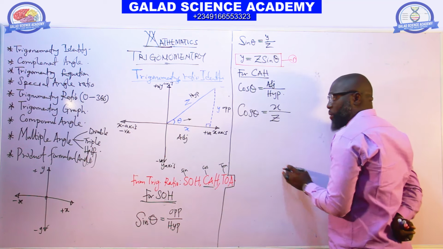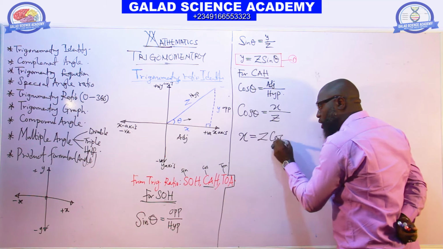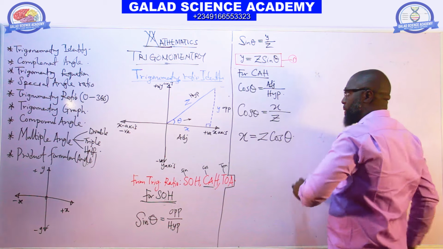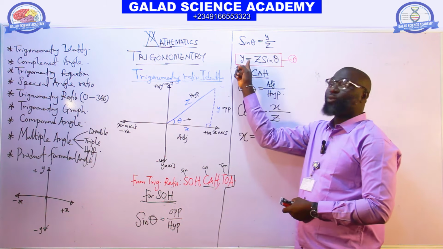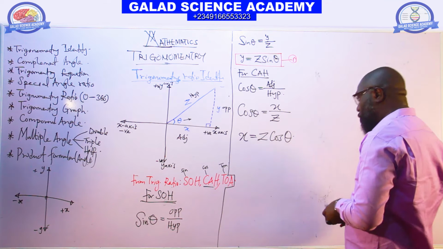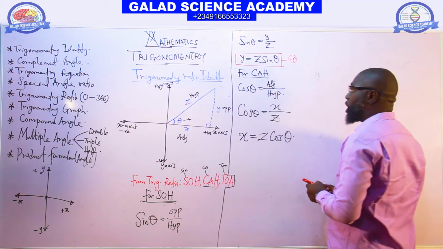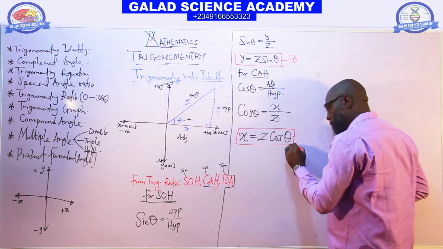By cross multiplying, we have x equal to z cos theta. So we have our y as z sine theta, and our x as z cos theta. We can also call this one equation 2.